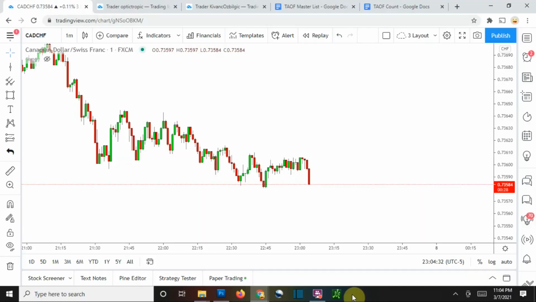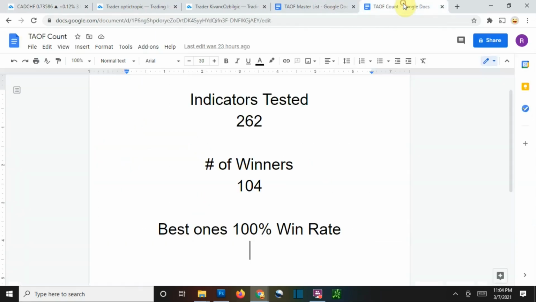Alright, as I said, today we will be testing the Guppy multiple moving average indicator. Before we do, I wanted to put the indicator scoreboard up for everyone to see.